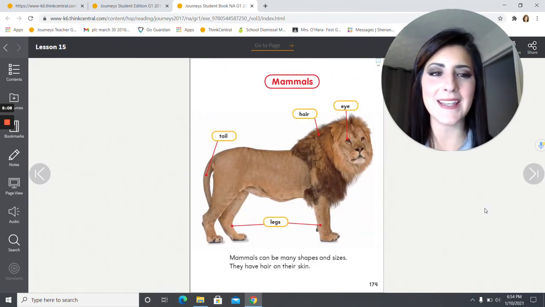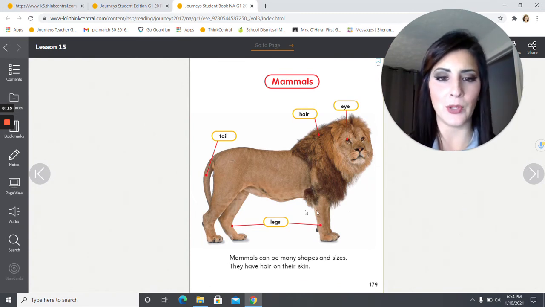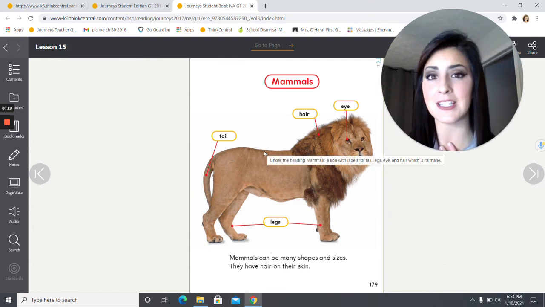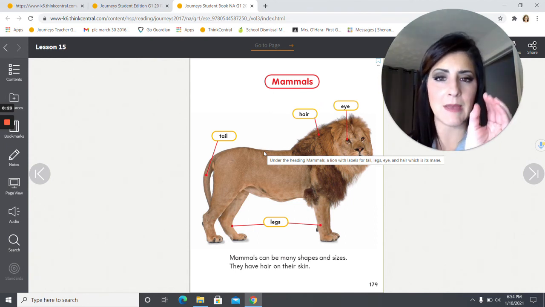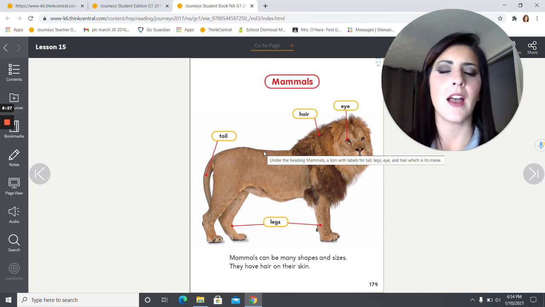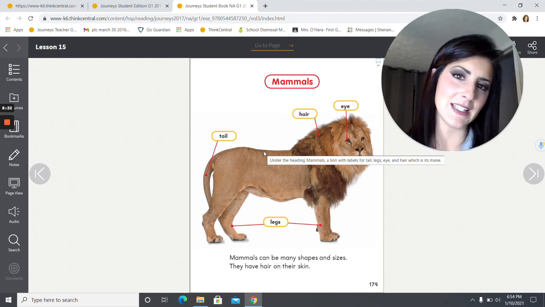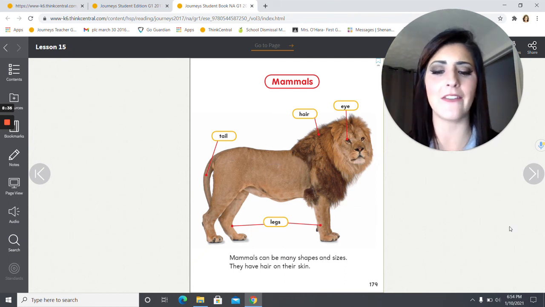Okay, last one is mammals. Mammals can be many shapes and sizes. So this mammal, which is a lion, does have a tail, but we are also mammals as humans, but we do not. So there are always differences within the same animal group, and then there's bigger differences between the other groups. They have hair, eyes, legs, noses, mouths, teeth, and all mammals have hair on their skin.